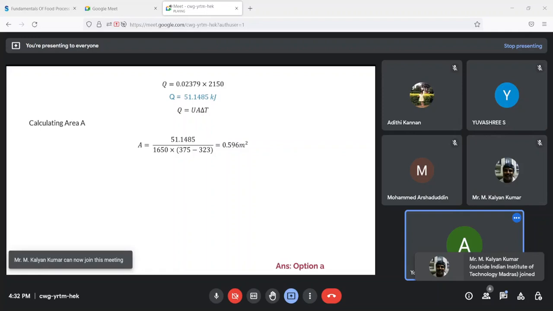Is the steps clear? The procedure or the logic behind solving is clear? Any doubts?